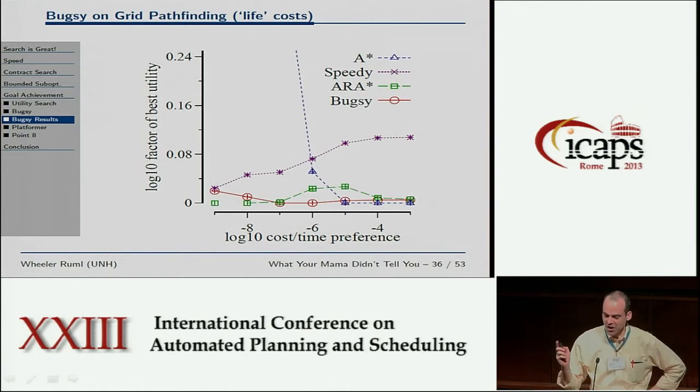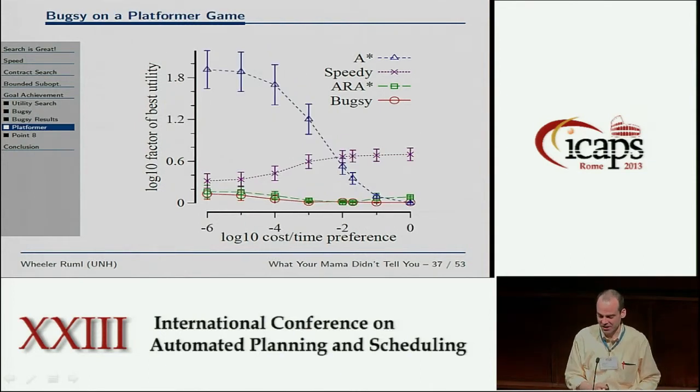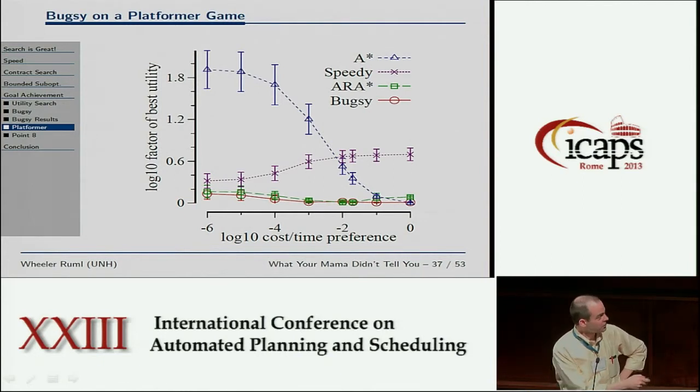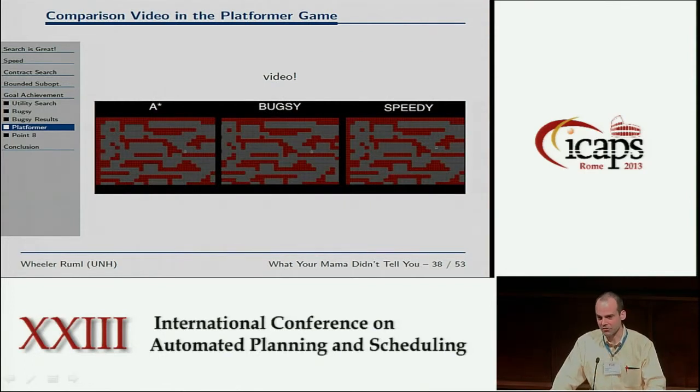So the favorite domain that my grad students love to run this algorithm on is a video game that they built in their spare time. It's a platformer-style video game. And Bugsy actually did really well in this domain. It's the best all the way across. Again, we have the trade-off between A star and speedy. What I want to do is show you a quick video just to drive home the point of how this algorithm behaves. You're going to see the three algorithms lined up, A star, Bugsy, and speedy.